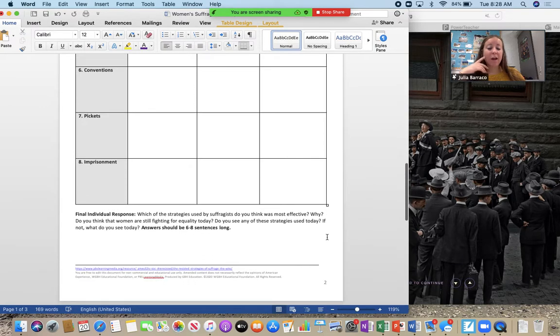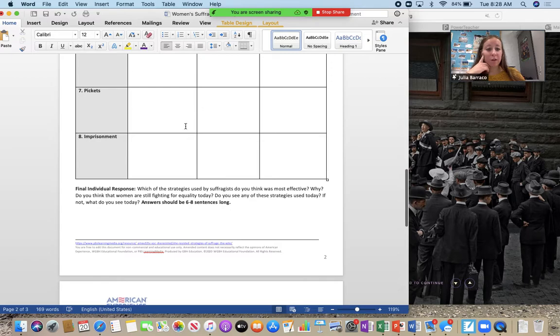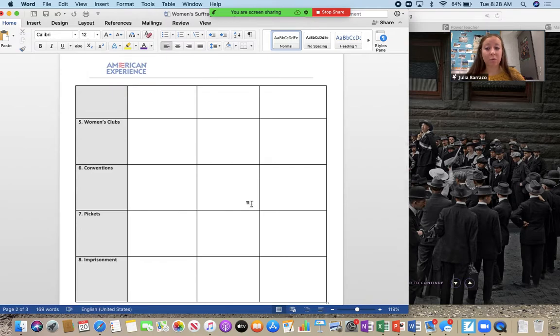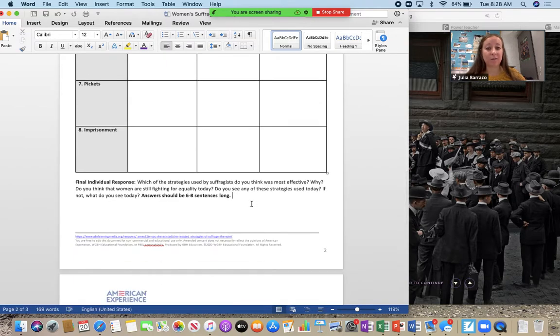And then this final individual response, so after you and your group finish your 3 rows, by yourself, you're going to answer this question. Your answers should be 6 to 8 sentences long. So looking at all the strategies, which do you think was the most effective and why? Any of these, it's your opinion. But which of the ones you looked at do you think was the most effective and why do you think this way? And then, do you think that women are still fighting for equality today?